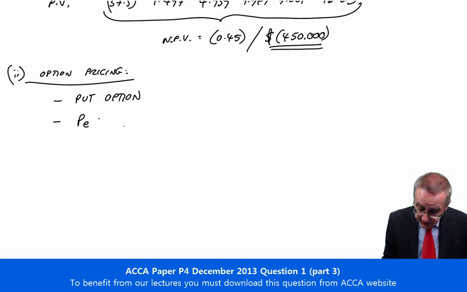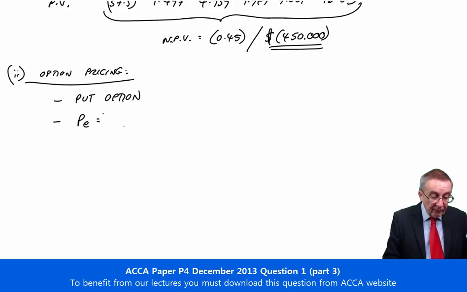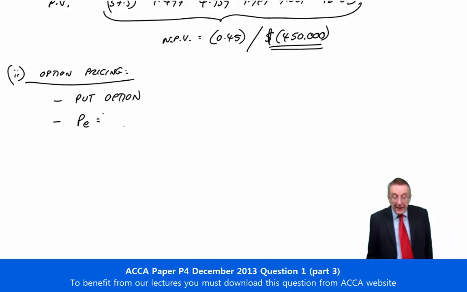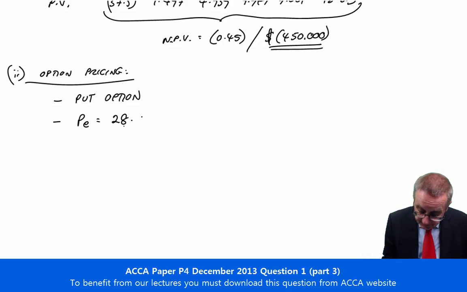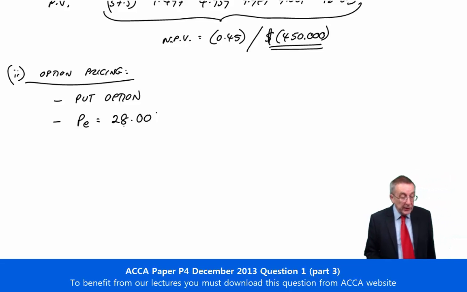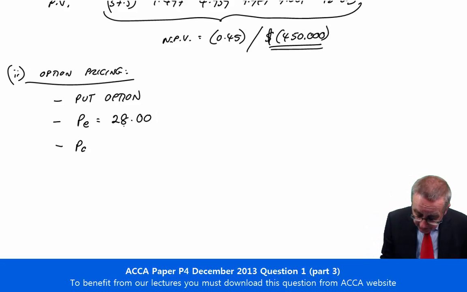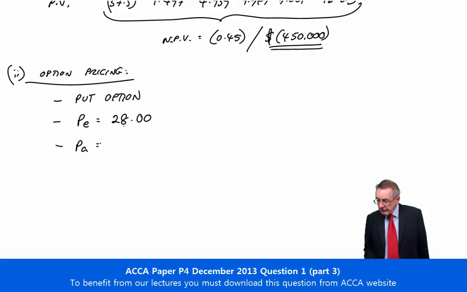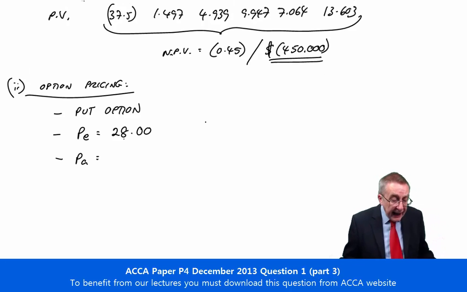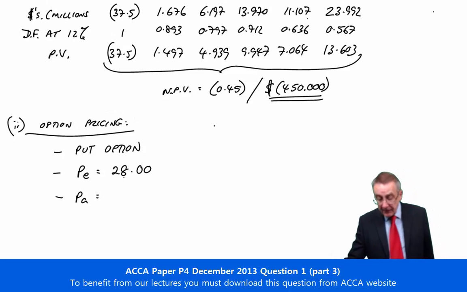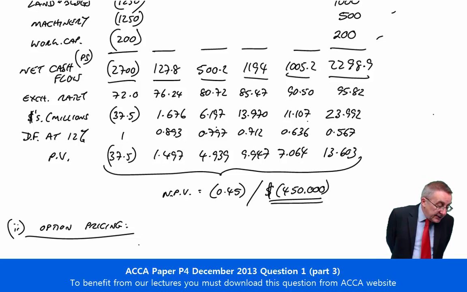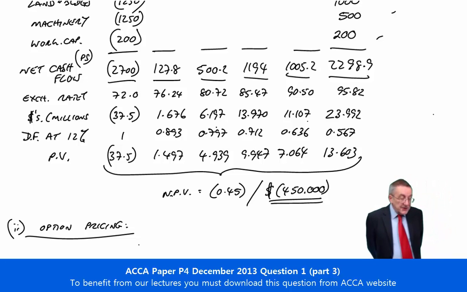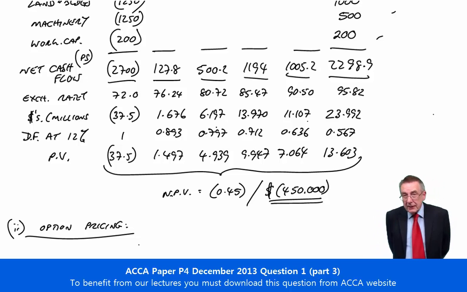PE, the exercise price. That's surely the most obvious one of all, that the option is to sell it for 28 million. So PE, again, as I've been doing throughout, I'll work in millions. PA is the current value of whatever it is we're selling. Now in here, he did actually help you. He didn't need to write the very last sentence, to be honest. But he said that recently Bullard offered Chimura the option to sell the entire project at the start of year 3.